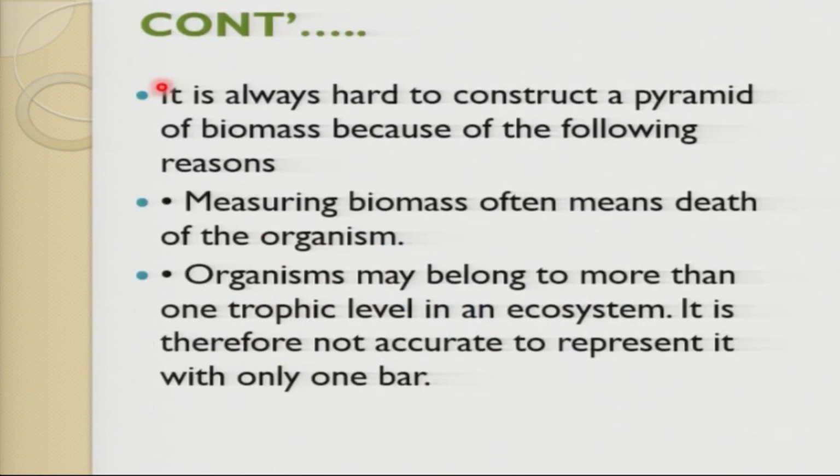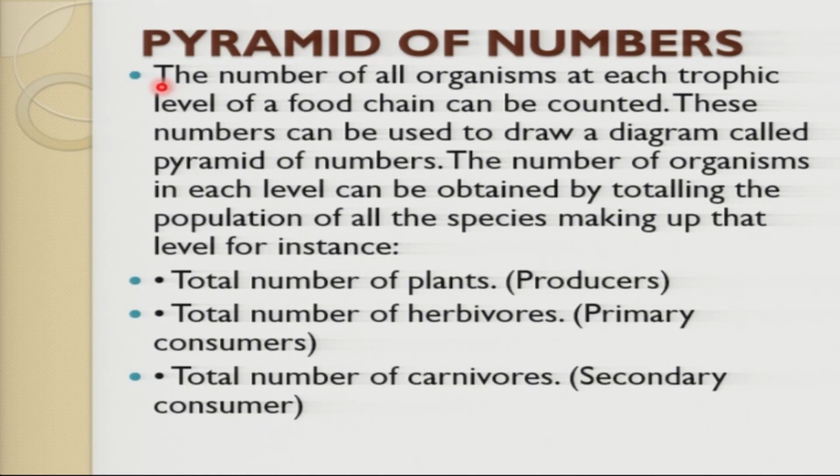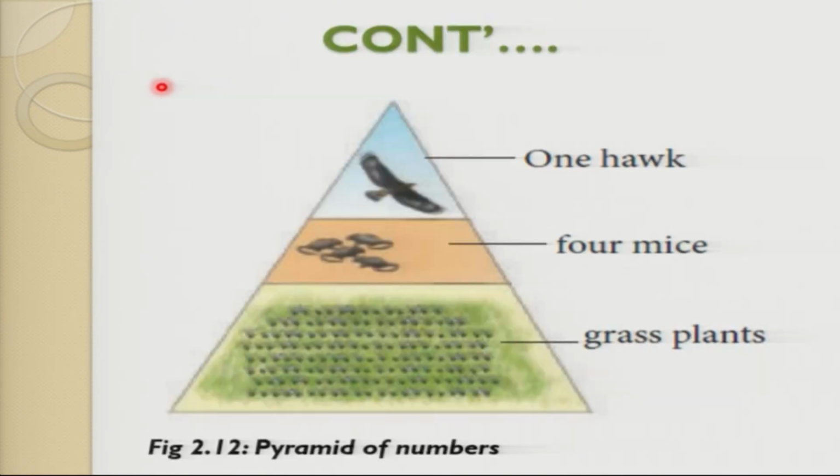So we talked about the pyramid of numbers. The numbers of organisms at each trophic level of a food chain can be counted. That one is called a pyramid of numbers. We had the diagram. The numbers are shown, and I think it is very clear.